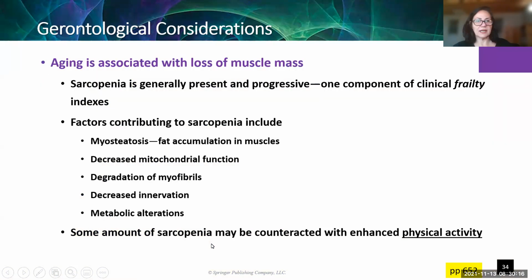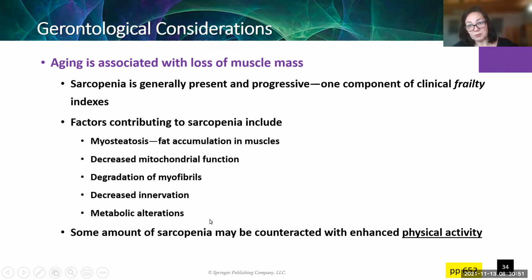Okay, now let's take a look at what happens with muscle mass. We also see a loss of muscle mass with aging. This is referred to as sarcopenia. Sarco is muscle and penia is poverty. So this is one component of the clinical frailty indexes. There are lots of factors that contribute to sarcopenia: loss of different parts of the muscles, muscle cells, loss of innervation.